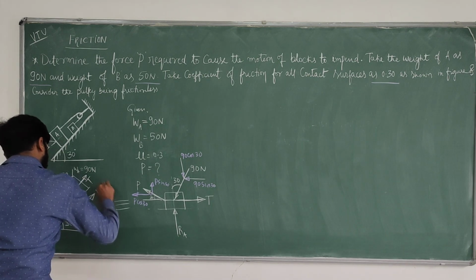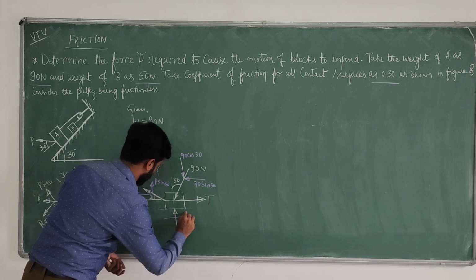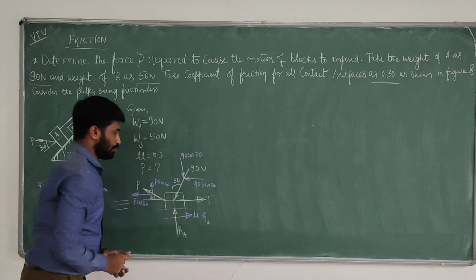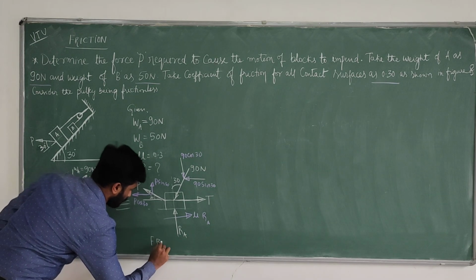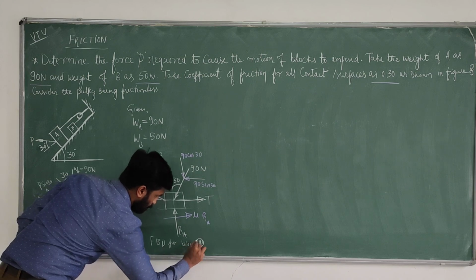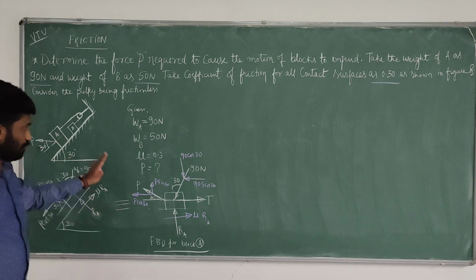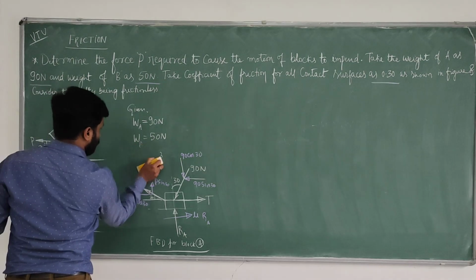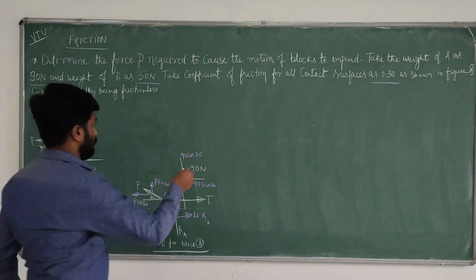That is mu times of Ra. So the frictional force will develop in this direction, that is mu times of Ra. This is the free body diagram, FBD, for block A. Now I am going to write the FBD for block B.